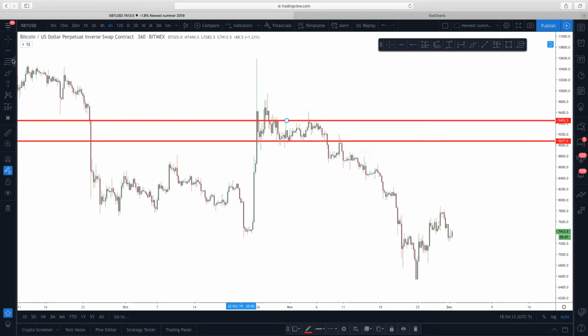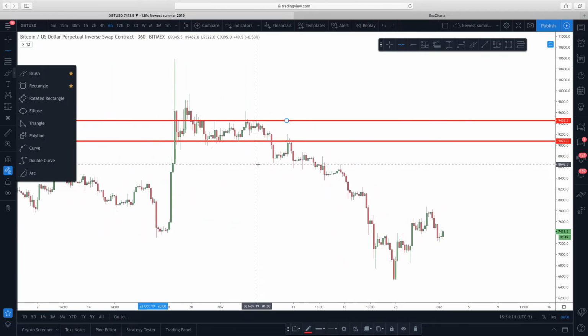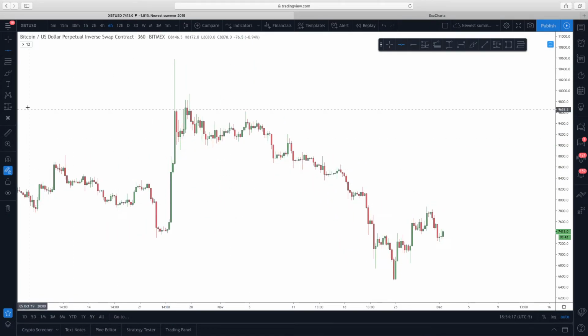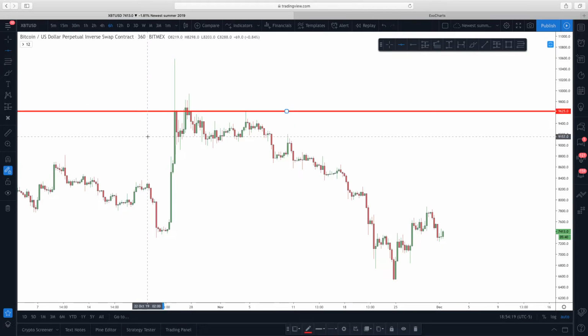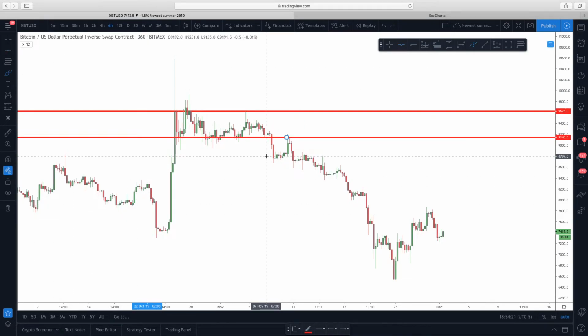Draw the range. So when you're defining a backside entry, okay, you have... that's ugly. Why is it doing that? Okay, get my drawing tools out. Apologize, guys. So major rejection at the area, okay, breakdown, and the retest.